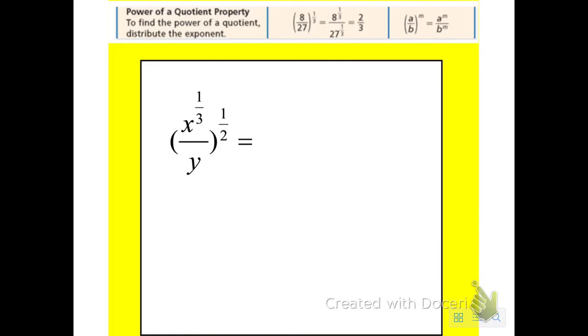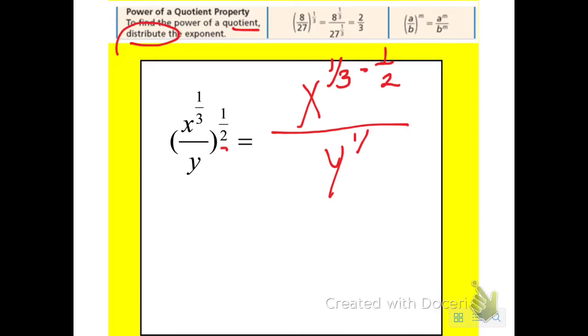Last property, power of a quotient property. To find the power of a quotient, distribute the exponent. So that wants me to distribute the 1/2 to both the x and the y. So my numerator is going to be x to the 1/3 times 1/2. That's my numerator. My denominator would be y to the 1/2.